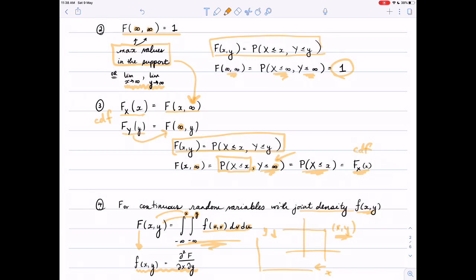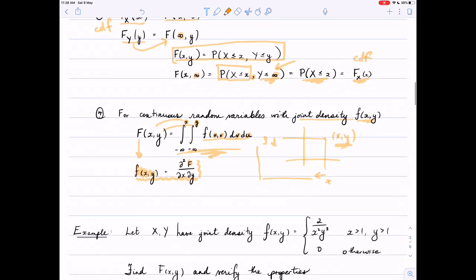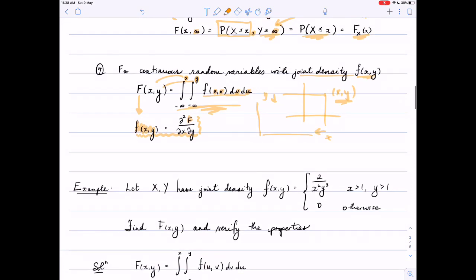Well, you just take the mixed second partial, and if everything is continuous, it doesn't matter which order you do that in. You differentiate with respect to x first, or y first, and you'll get back to the density given the joint CDF. So those four properties, let us go and check them in a little example here.